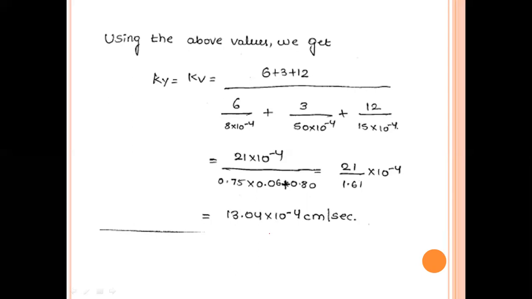Then finally 21 × 10⁻⁴ divided by 0.75 plus 0.20 plus 0.80, that equals 21 × 10⁻⁴ divided by 1.61. The vertical value is finally 13.04 × 10⁻⁴ centimeter per second.